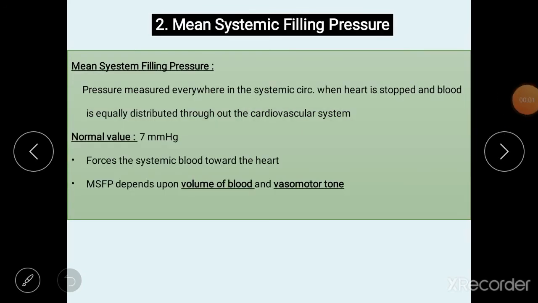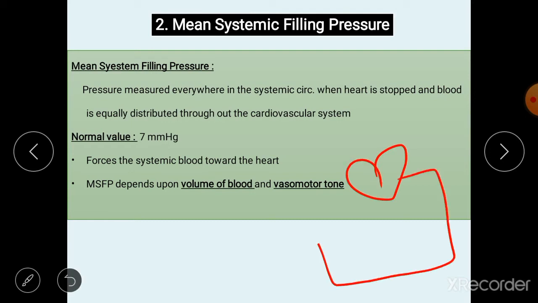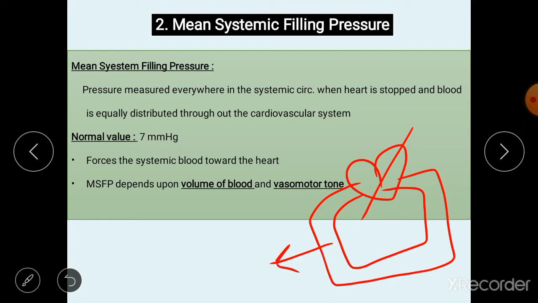So the second important factor which determines the venous return is the mean systemic filling pressure. So it is the pressure measured everywhere in the systemic circulation when heart is stopped and blood is equally distributed throughout the cardiovascular system. As I explained before, if you stop your heart and you allow the blood to equally distribute in the circulatory tree, the force which is exerted by this blood on the vessel wall is known as the mean systemic filling pressure.